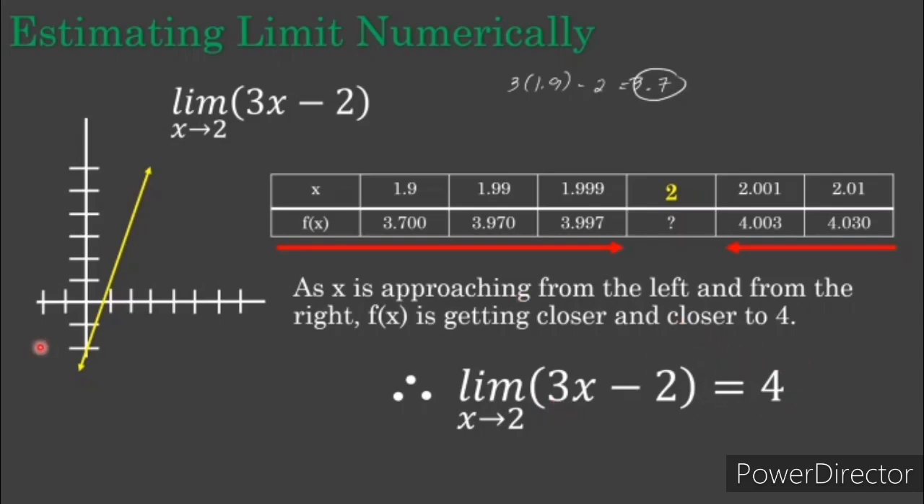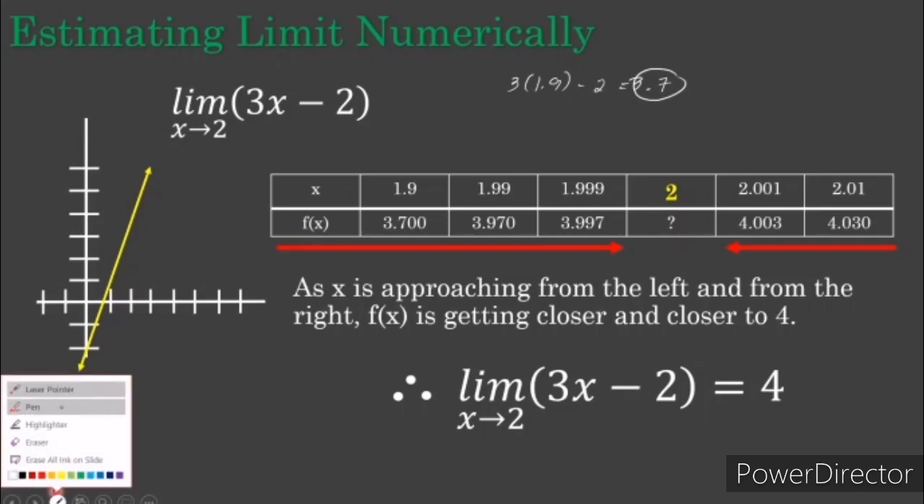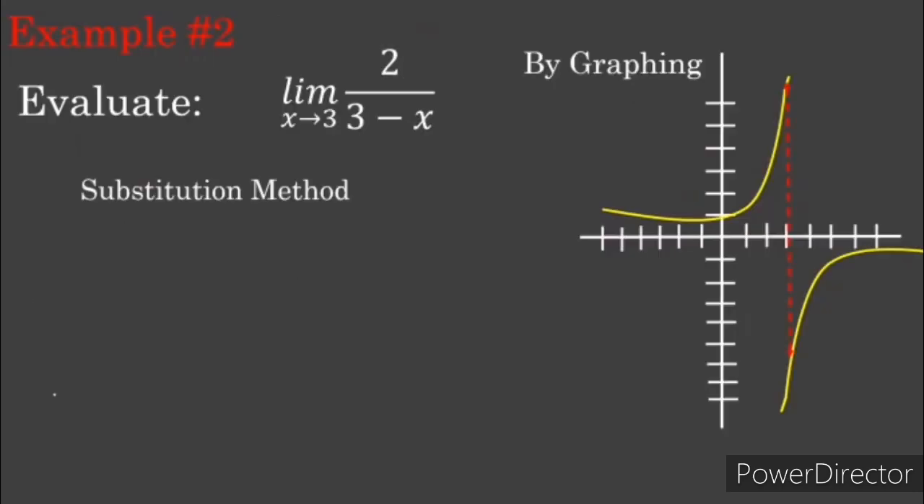Okay, so pwede natin siya in table of values, pwede natin gawin. So, let's have another example dito. So, in example number 2, meron tayong limit, the limit of 2 over 3 minus x as x approaches to 3.